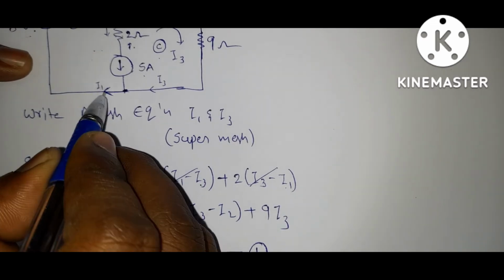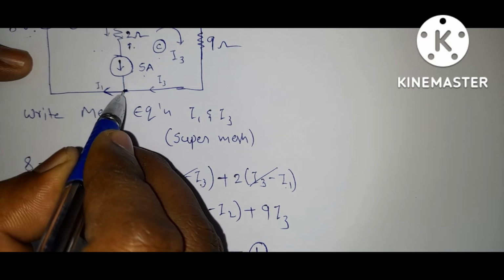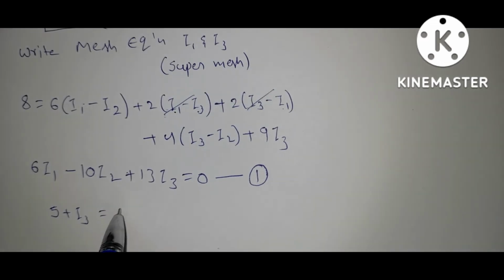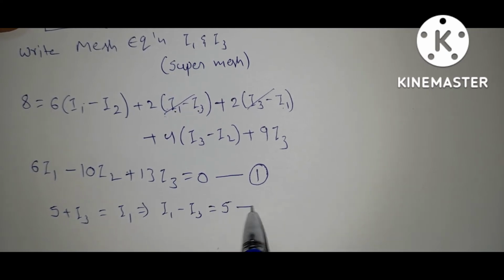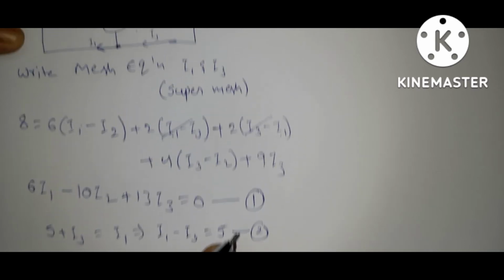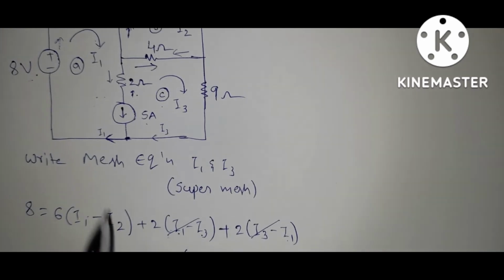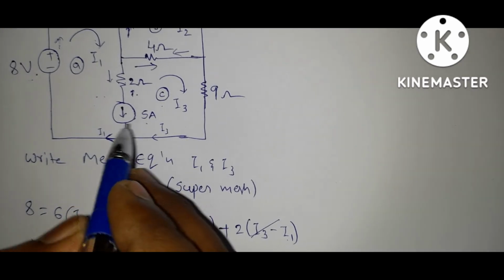This current is leaving the node and this current is entering the node. So 5 plus I3 is equal to I1. From this, I1 minus I3 is equal to 5. Equation 2. Or without KCL, we can directly write the equation.